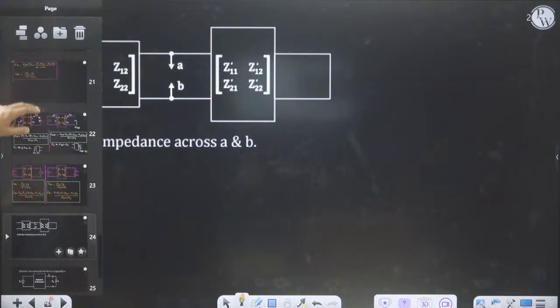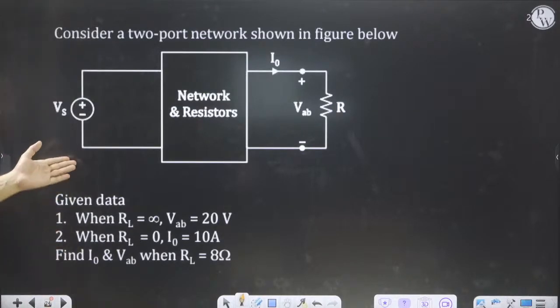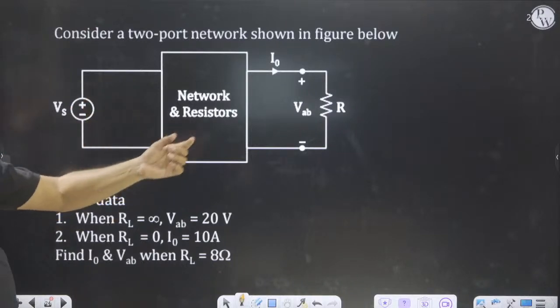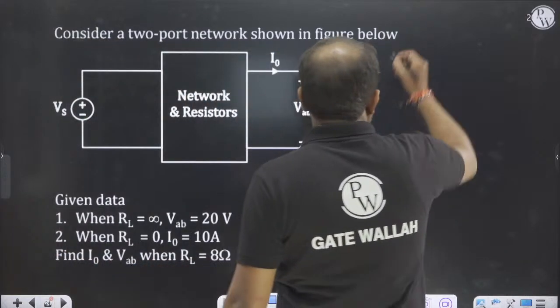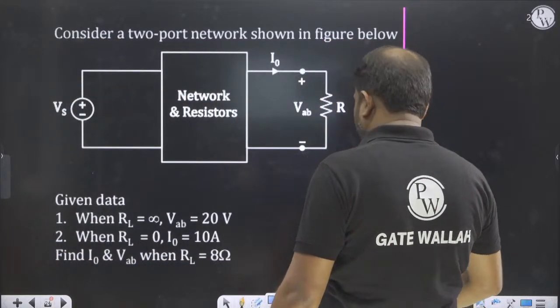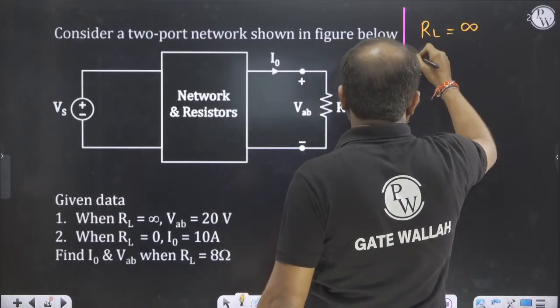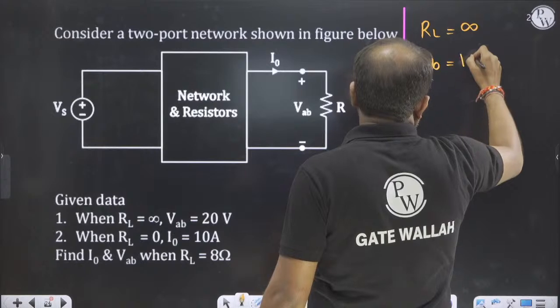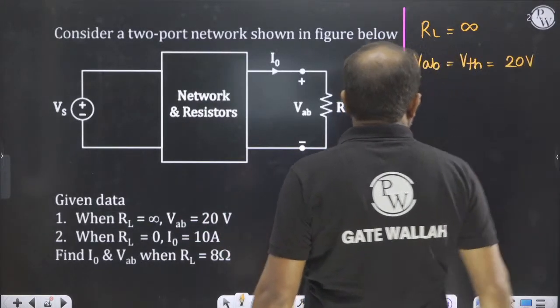The second one is the last question. This one is short circuit, so we will study it in the Y parameter. Okay. This one is the case here. What will happen? Consider a two-port network shown in the figure. RL is equal to infinite. So if RL is equal to infinite, VAB will be equal to Vth, and Vth is how much? 20 volt. Okay, no problem.